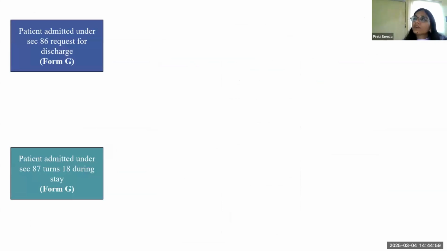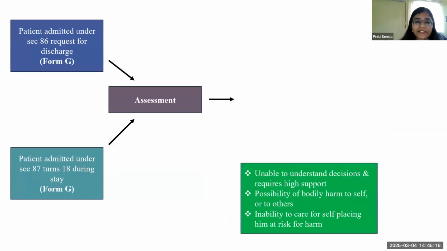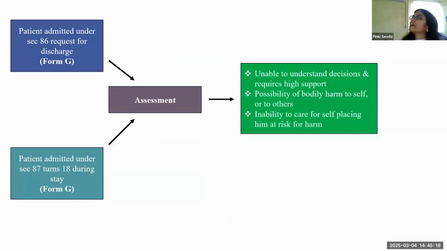Now, how does a patient ask for discharge, who was admitted under 86? Form G is there for discharge of independent patients. If a minor gets admitted and he turns 18 during the stay, we will apply Form G only in this patient. Now, we will assess the patient before discharge. Is the patient unable to understand the decision and does he require high support or not?